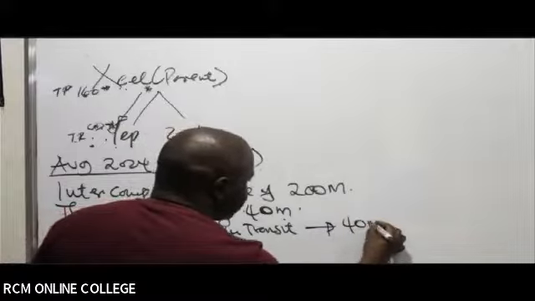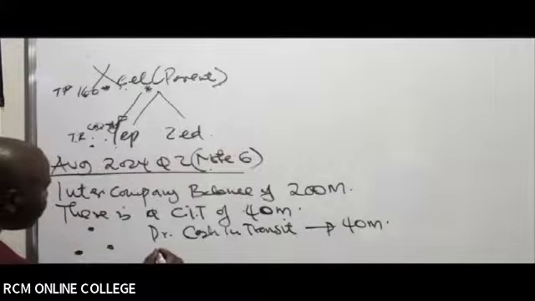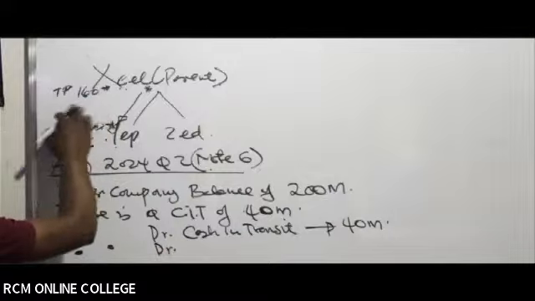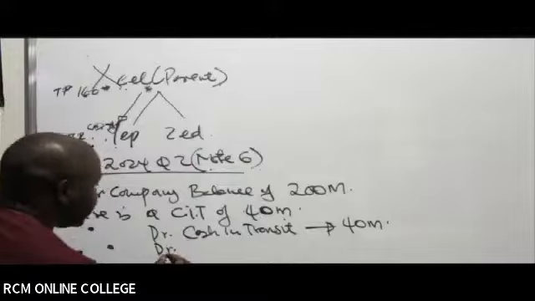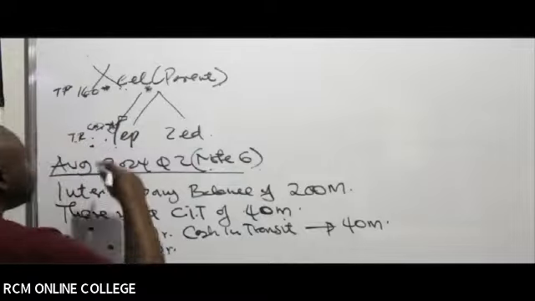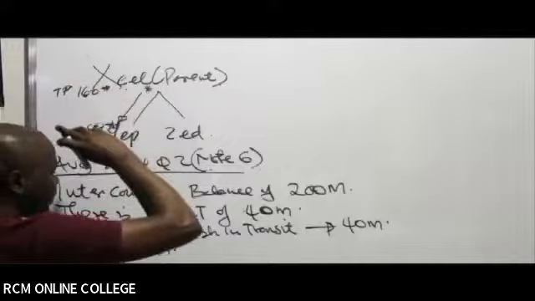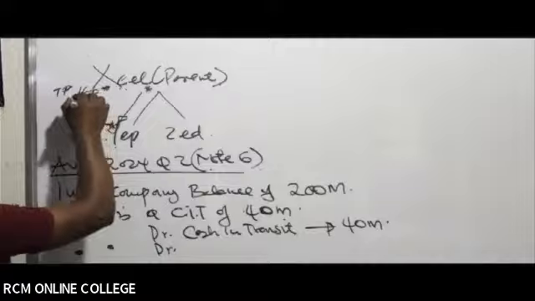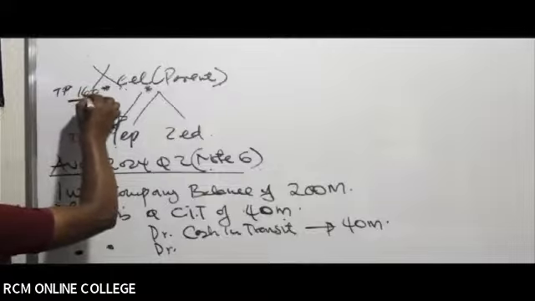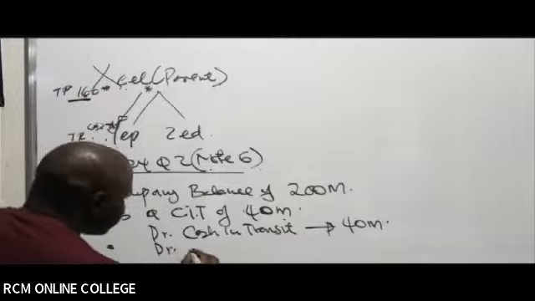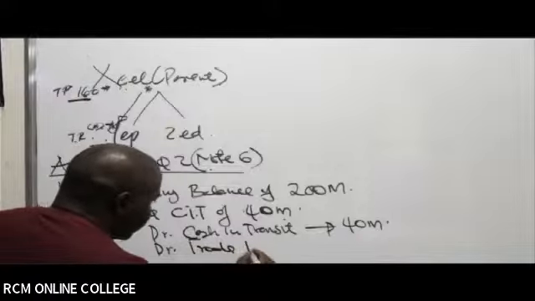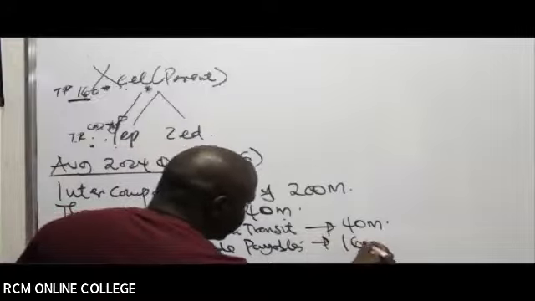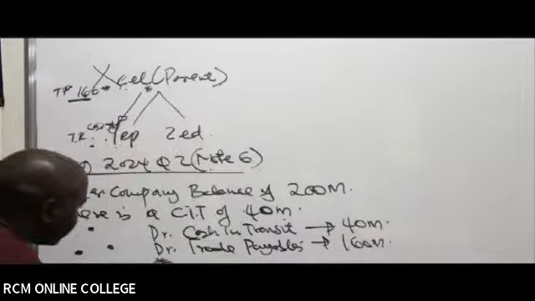Then you eliminate the trade payables of 160, because it's an intercompany owing that is still there in the books of Excel. You eliminate from the trade payables only 160, because that is what is still remaining; already 40 has been paid. So you debit trade payables of 160.